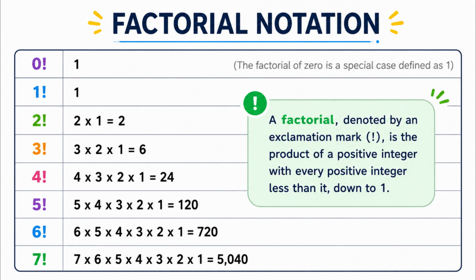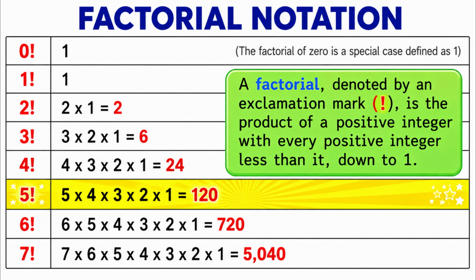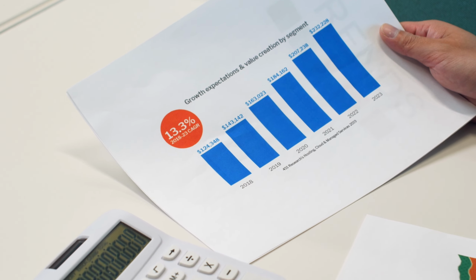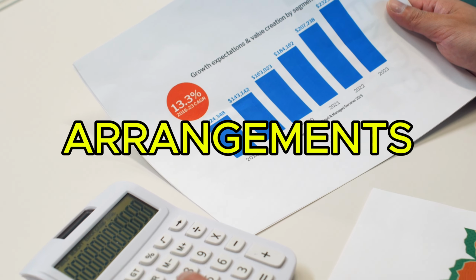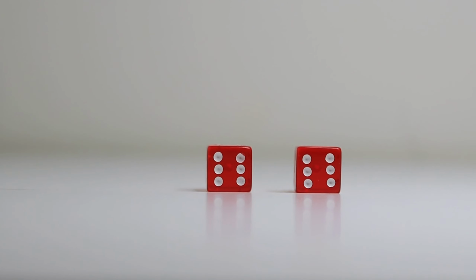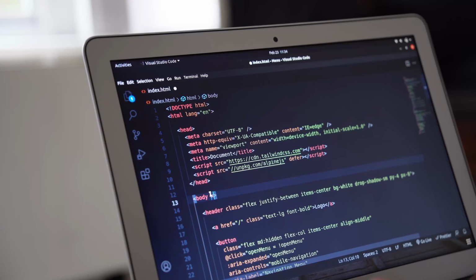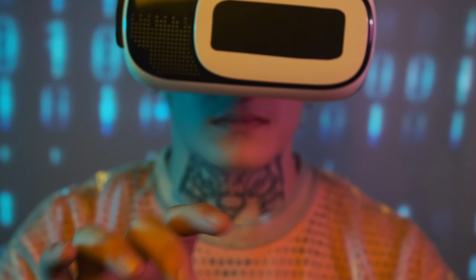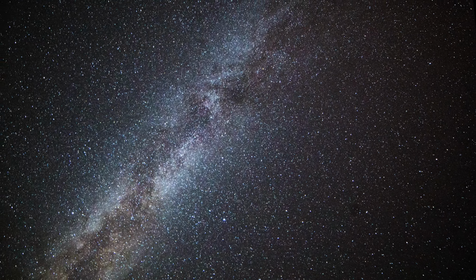A factorial simply means multiplying a number by all the positive whole numbers below it until you reach 1. So 5 factorial means 5 times 4 times 3 times 2 times 1, which equals 120. In simple words, factorials are mainly used to count possibilities, arrangements, and combinations. Today they are used everywhere, from probability and statistics to computer science, artificial intelligence, cryptography, and even quantum physics.